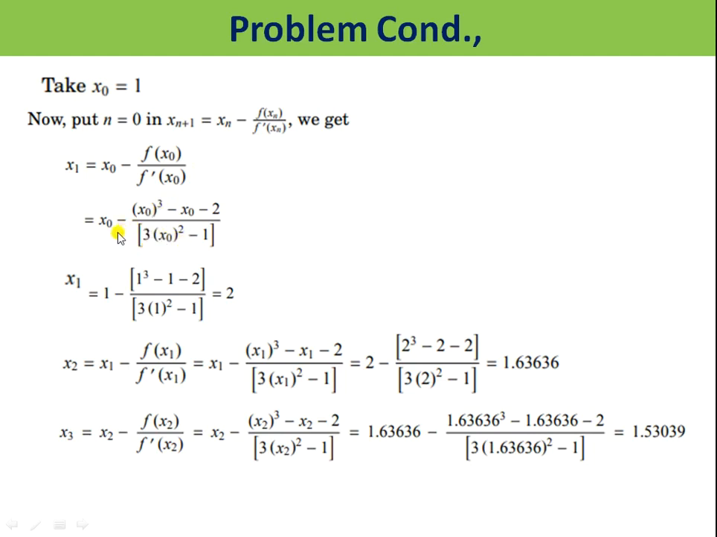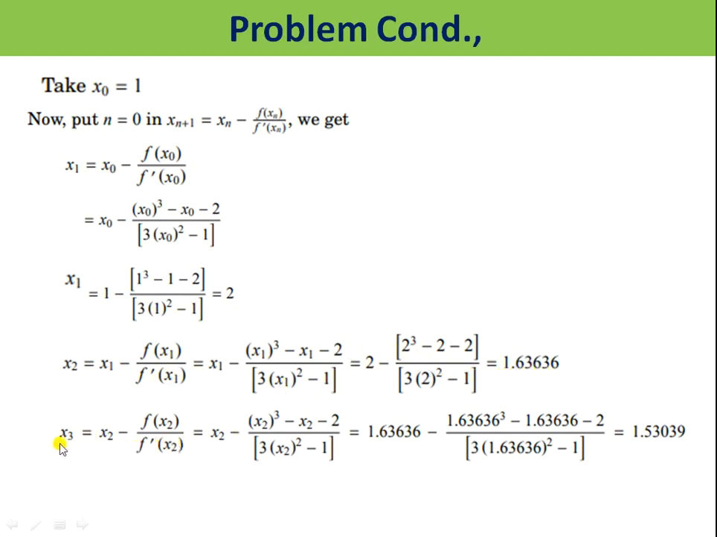So here, what is the x naught value? We have chosen 1. We replace and simplify, and we will get 2 as the answer. So x1 is 2. Similarly, find x2. The formula for x2 becomes x1 minus f of x1 by f dash of x1. Replace the values, and in place of x1 we can replace 2. While simplifying this, we will get 1.63636.